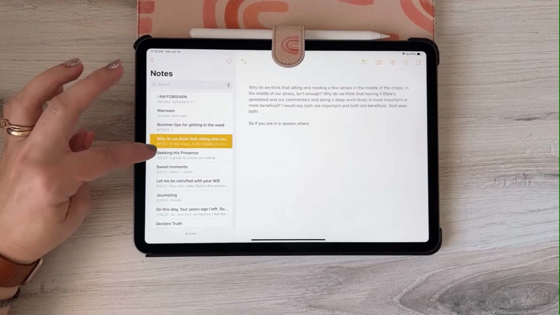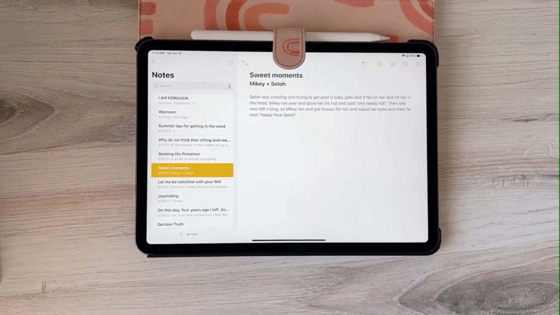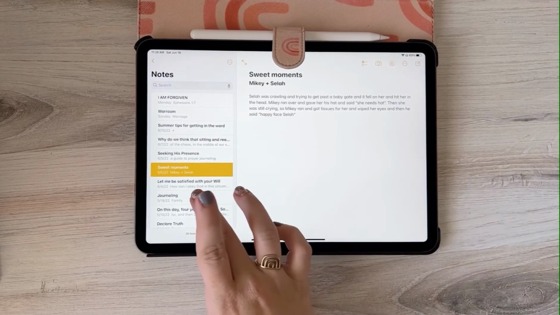Again, just some random stuff. The other thing I do sometimes is sweet moments. I'll put this with our family one in our family category, but this was just a sweet moment from Mikey and Selah, so I put that in there.